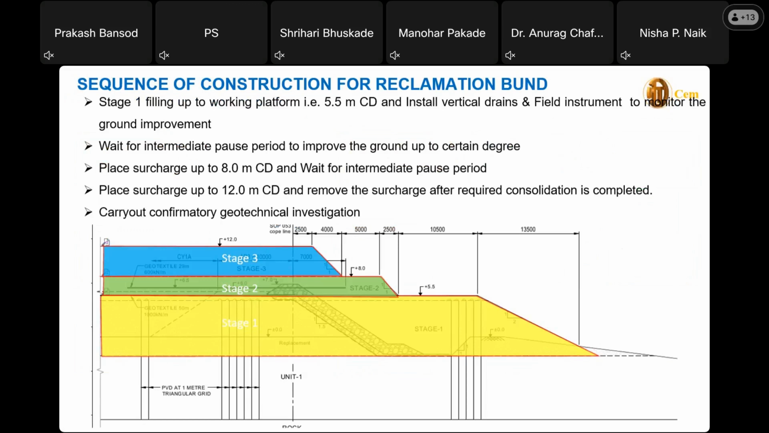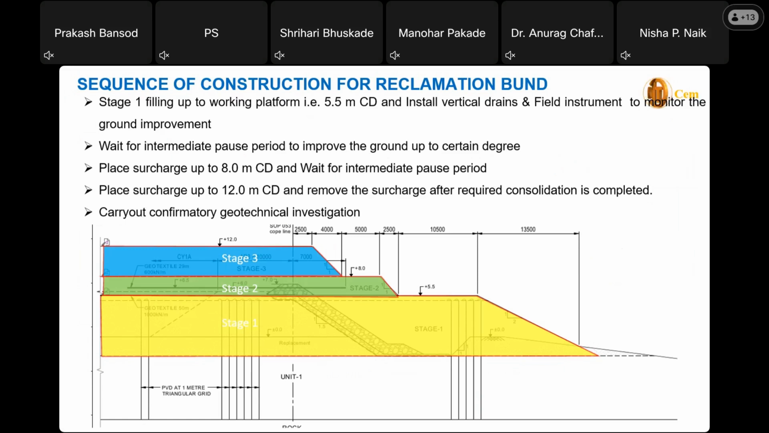yellow portion you are filling. Sorry, first the yellow portion you are filling, then PVD you are doing, then you put in the drainage blanket, then separation geotextile, then stage 2, then wait for some time, then stage 3. So that's the way we are gradually filling at the edge to keep the factor of safety in line.